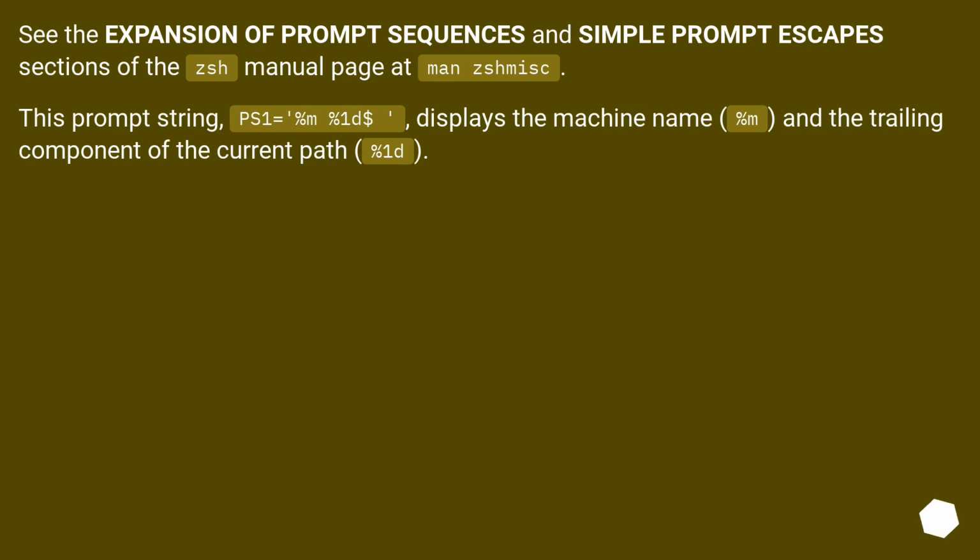See the expansion of prompt sequences and simple prompt escapes sections of the ZSH manual page at Oh My Zsh. This prompt string, PS1 equals %m%1d$, displays the machine name, %m, and the trailing component of the current path, %1d.